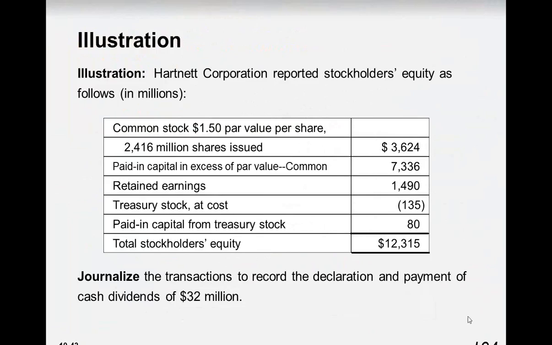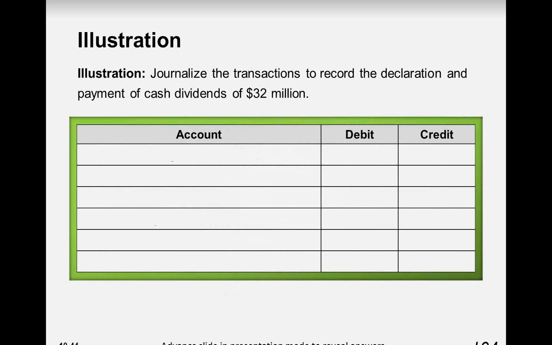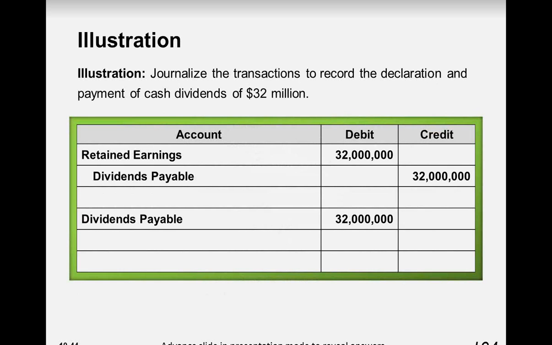Here's another illustration. They want us to journalize the transactions to record the declaration and payment of cash dividends of $32 million for the Harnett Company. The declaration is going to be retained earnings, debit, dividends payable, credit. To pay those, it will be dividends payable, debit, and cash, credit.